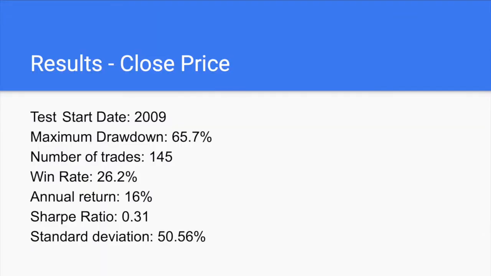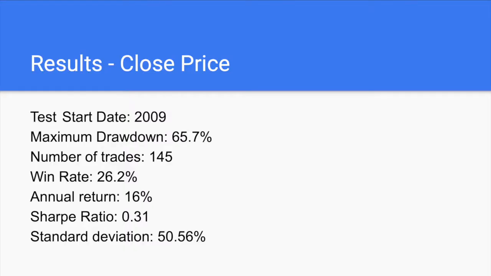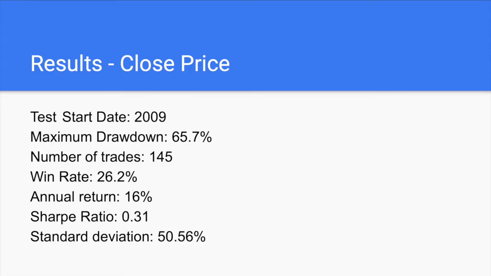We've got a maximum drawdown, in this case of 65.7%, and the total number of trades of 145. The win rate is 26.2% with an annual return of 16%. We've got a Sharpe ratio of 0.31 with a standard deviation of 50.56%. It's not bad at all. Looking at the win rate, it's quite typical for a trend following strategy. But is this the way to test this?